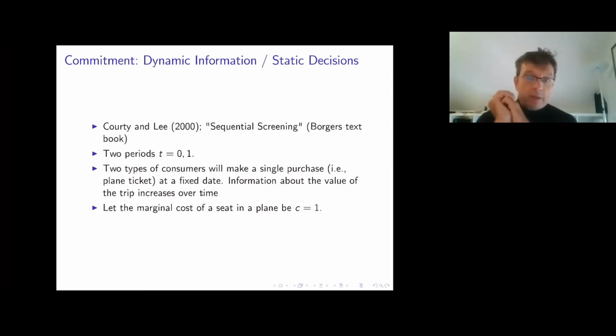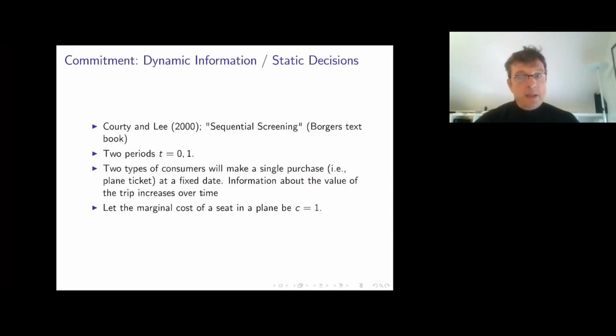I want you to think about the simplest dynamic setting, namely one where we have just two periods. We want to think about two types of consumers who have to make a single purchase, namely a plane ticket for a fixed date of departure, and hopefully also a fixed date of arrival. The only thing that changes and makes this a dynamic mechanism is that the information about the value of the trip is accumulating over time.